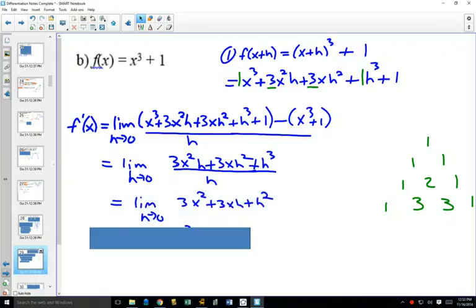Then if you factored out that h and canceled it out, you would be left with just 3x squared plus 3xh plus h squared. And now you can apply your limit, you can plug in 0 for h, and you get your derivative is just equal to 3x squared.